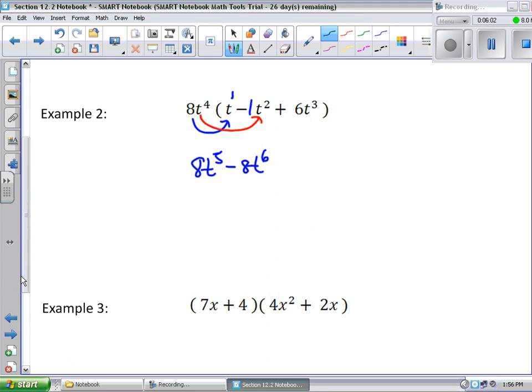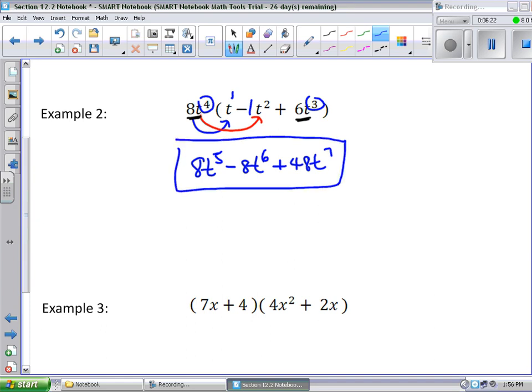And then I'm going to multiply 8t to the 4th times 6t to the 3rd. So when I multiply the 8 times 6, I will get plus 48. And when I multiply the t to the 4th times the t to the 3rd, I will get t to the 7th. Remember, I have to add the exponents.